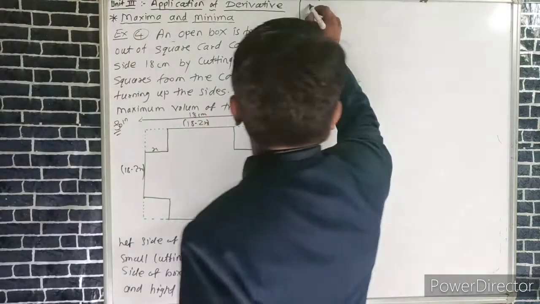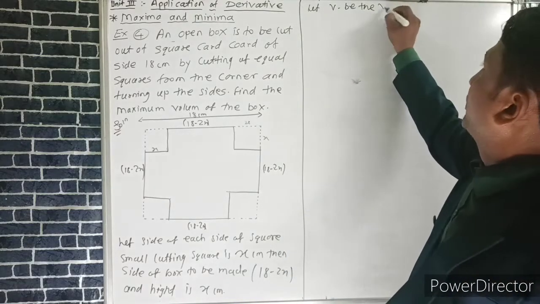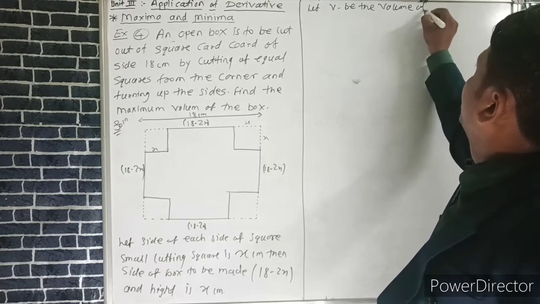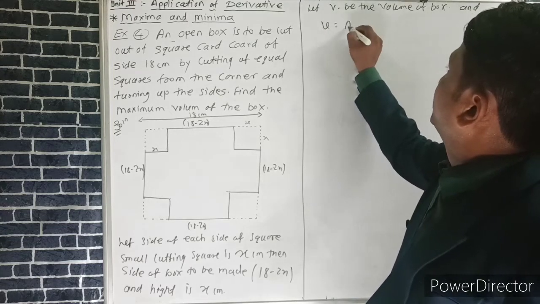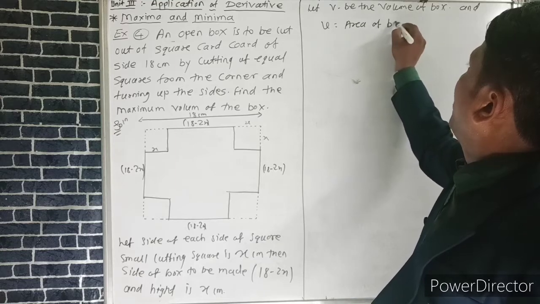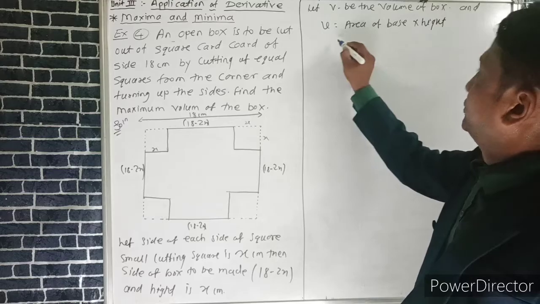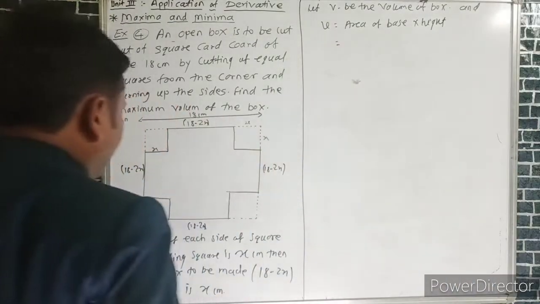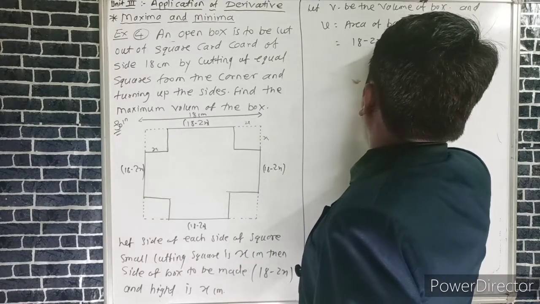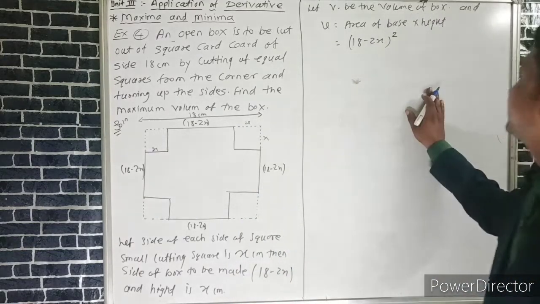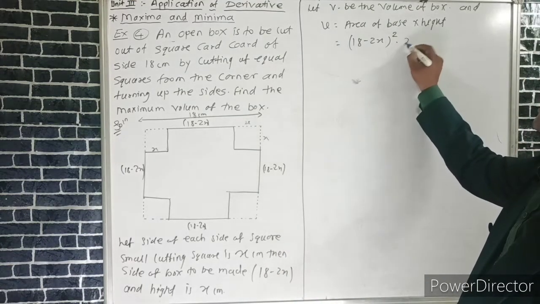Let V be the volume of the box, and we know that V is equal to area of base into height. So the area of base is (18 minus 2x) whole square, into height, which is x centimeter.